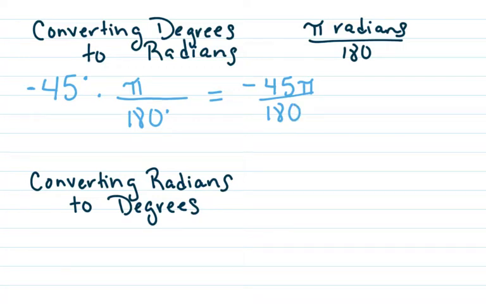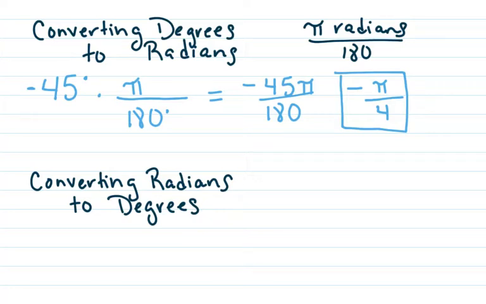Okay, now we want to simplify that. So I'd grab your calculators and you're going to take 45 and you're going to divide it by 180. It's going to give you 0.25. Hopefully you know that that is 1/4. So we have negative, you can put the 1 if you want to, but we have pi over 4.